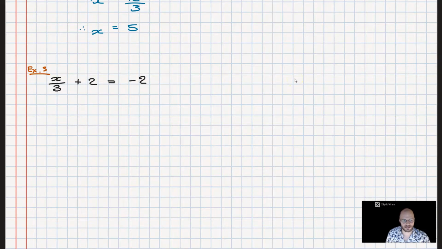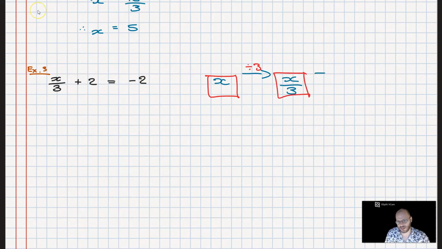We have x divided by 3 plus 2 equals minus 2. How do we do this? Well, let's build our expression on the left. Starting from x, what do we do to x to get it to x divided by 3 plus 2? Well, we're going to divide by 3. What do we do next? Well, we have to plus the 2. That's our expression built. How do we deconstruct it?